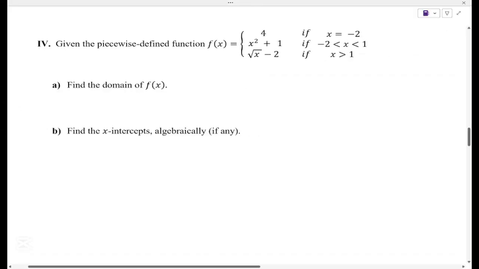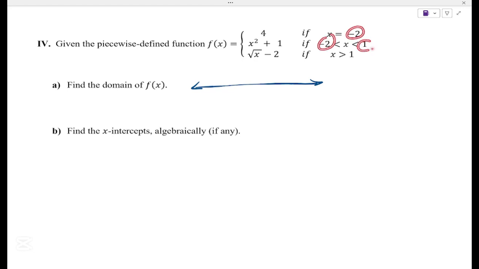Now for the fourth problem, the given is a piecewise defined function with three equations. Then we will find the following. So first is finding the domain. You can easily get the domain if you draw it on the real number line first. So you can write minus 2 and then 1. So we have minus 2 here and then positive 1.